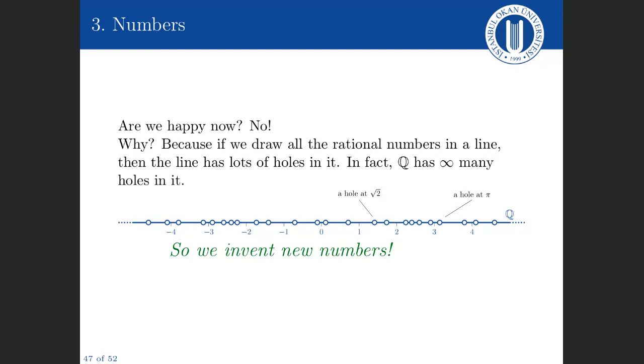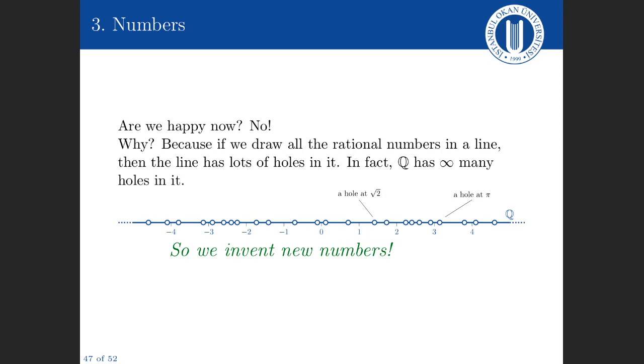So I ask the question, are we happy now? Do we have enough numbers to be able to do mathematics? And unfortunately, the answer is no. Why are we not happy? We're not happy because if we try to draw a picture of Q, if we draw all of the numbers in Q in a line, like this, we have this line, but it has lots and lots of holes in the line.